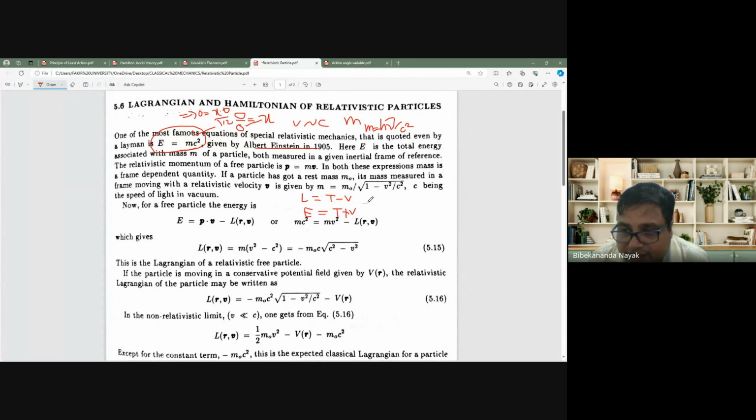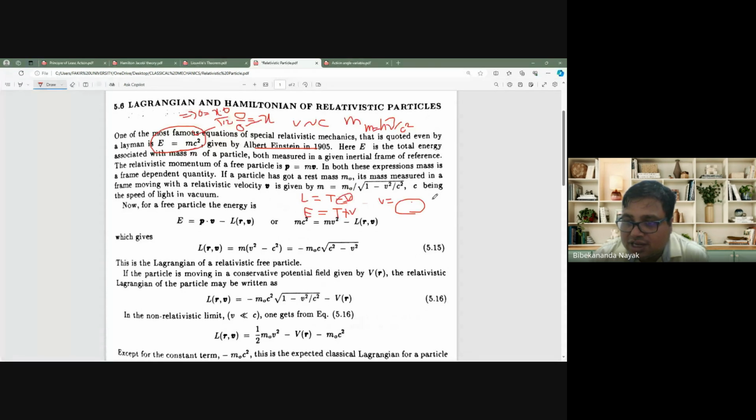For a free particle, what is the Lagrangian? Free particle means there is no force. So no force means no potential energy, because force is equal to the negative gradient of potential. If force is zero, potential is zero. So for a free particle, the total energy is just kinetic energy T.